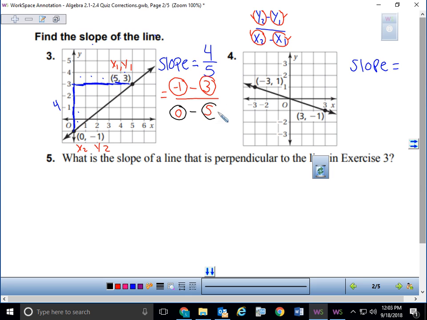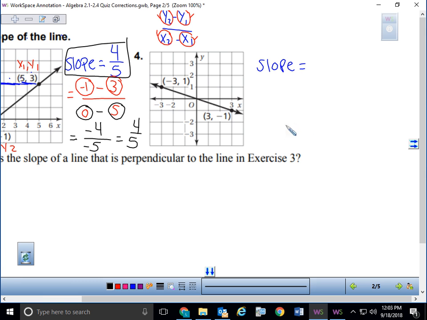Then simplifying, -1 minus a 3. I'm getting more negative. That gives me -4 over 0 minus 5 is -5. Simplifying this, 2 negatives when dividing make positives, and I'm left with 4 over 5. I can't simplify more than that. But that's your slope.